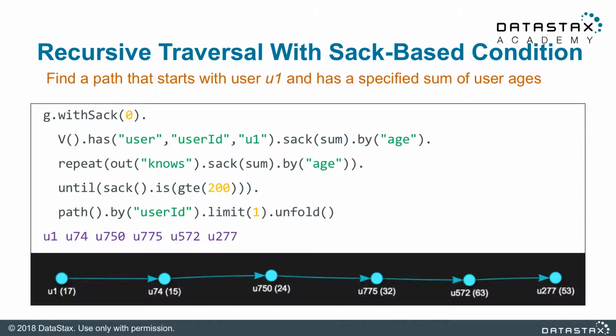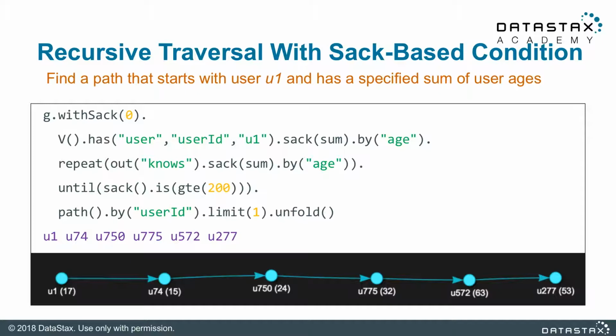Next, we see a repeat until pattern. Here, we want to continue to walk out the knows edges, and we want to continue summing up the observed ages in the sack. We want to do this until the sack value is greater or equal to 200. Then, we call the path step on the traversers that pass through the repeat until filter. We inspect the path objects, which are all users, by their user ID. We limit the results to only one path and we unfold it. Here, we see that the collection of U1, U74, U750, U775, U572, and U277 have a total age of 204, which is greater than 200.